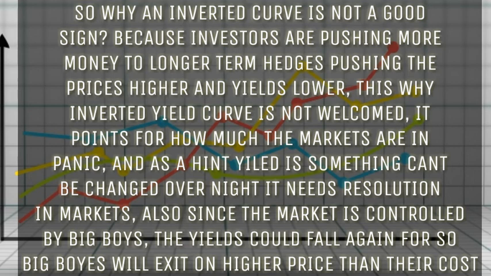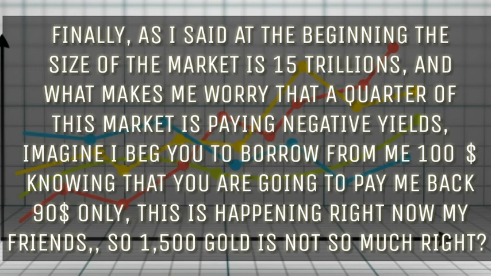So why is an inverted curve, as we said, not a good sign? Because investors are pushing the money to the longer term hedging tools and avoiding the short term financing tools. This is from the government perspective. It points to how much the markets are in panic, and as a hint, the falling yield cannot be fixed overnight. You need the government to interfere by lowering the interest rate or doing something else. A resolution in the market is needed to push the yield higher.